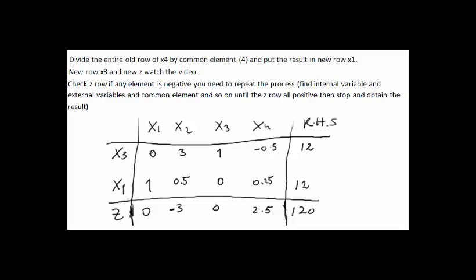If any of the z row values is negative, then we need to repeat the process. What does it mean by repeating the process? Find the internal variable and external variable, the common element, and divide the right hand side, and so on, until all the elements of the z row are positive. Then we terminate the program and obtain the result.